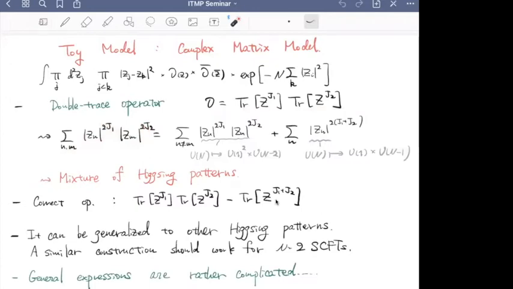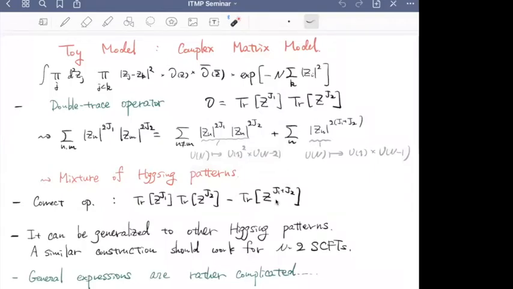But that's a little bit too quick, because you really need to carefully decompose the sum into two parts: one for which n is not equal to m, and one for which n equals m. For n equals m, again, the symmetry breaking pattern should be the same as before, so you get U1 times U(N-1). Whereas for this term, you get U(N) breaking down to U1 squared times U(N-2).